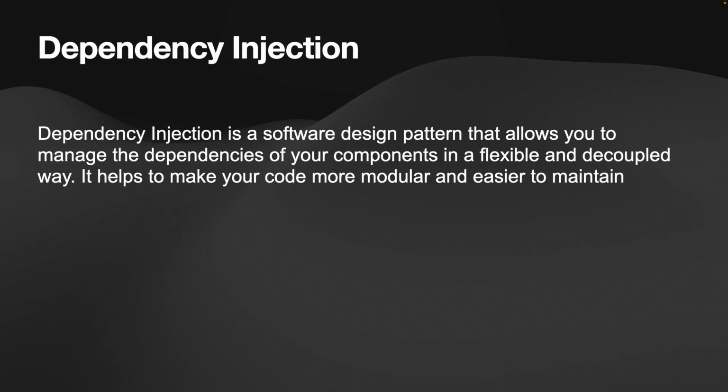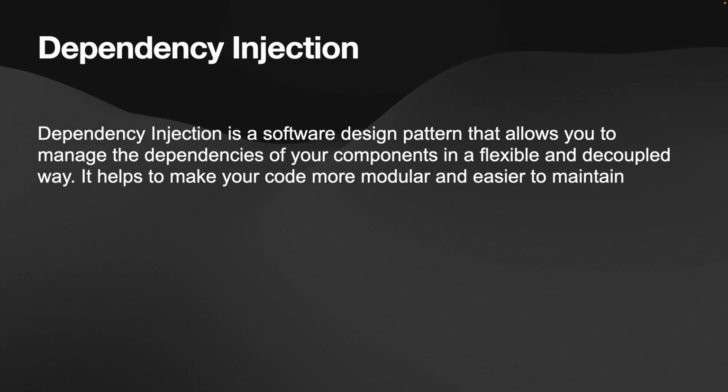So dependency injection is actually a software design pattern that allows you to manage the dependencies of your components in a flexible and decoupled way. It's almost the same as what we talked about with decoupling the view. The concept behind it is almost similar. So dependency injection helps to make your code more modular and easier to maintain.